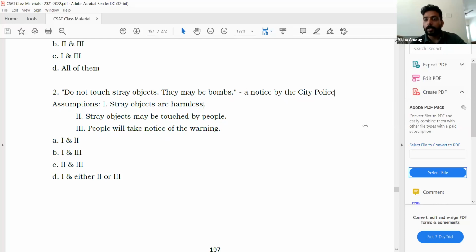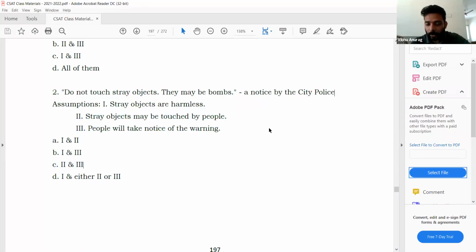Yeah, so people might think stray objects are harmless. That is a valid assumption. Not one. One says stray objects are harmless. So that is the police's assumption. So no, this is not correct. If an option was given, people might think stray objects are harmless, that will be a valid assumption. Getting it? Here we are not trying to identify people's assumption. We are trying to identify police assumption. So, okay, perfect. Good. So 2 and 3 are valid assumptions. Your answer will be C, 2 and 3.